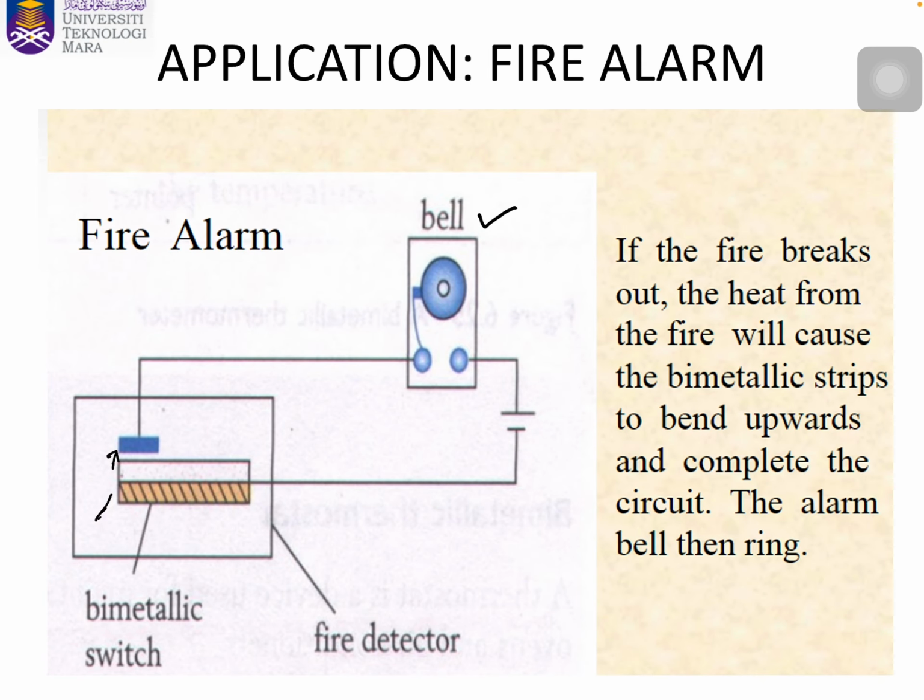Next application is the fire alarm. If a fire breaks out, the heat from the fire will cause the bimetallic strip to bend upwards and complete the circuit. Next, the alarm will ring. So this is the bimetallic switch, and this is the fire detector. When the fire detector senses heat, the strip will bend and touch the circuit. The circuit will be a complete circuit and the bell will ring.